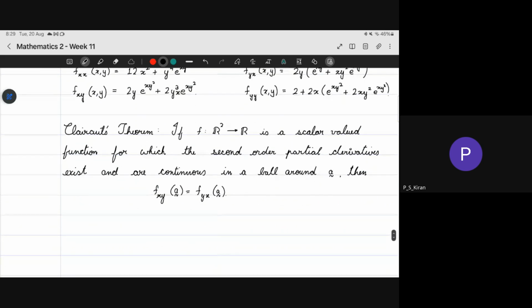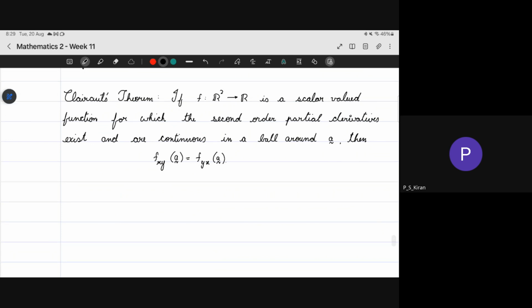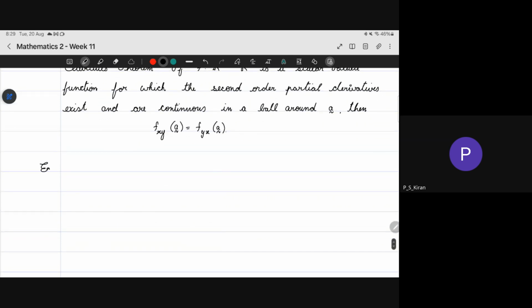So to see that this condition is essential, consider the following function. I think this is a function that works.